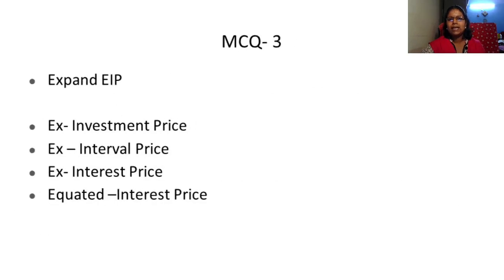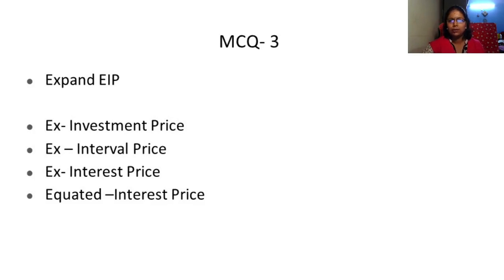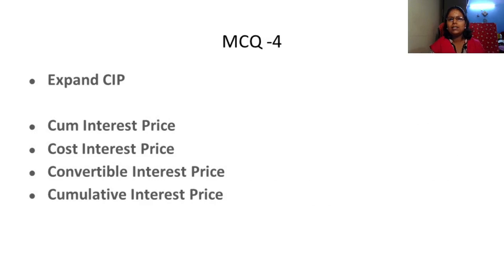Next, expand EIP. What is EIP? Is it ex interest, ex investment price, ex interval price, ex interest price or equated interest price? Which is the answer? Yes, correct. It is ex interest price. Okay, very good. Next, what is CIP? CIP is cum interest price, cost interest price, convertible interest price or cumulative interest price. What is the answer? The answer is cum interest price.